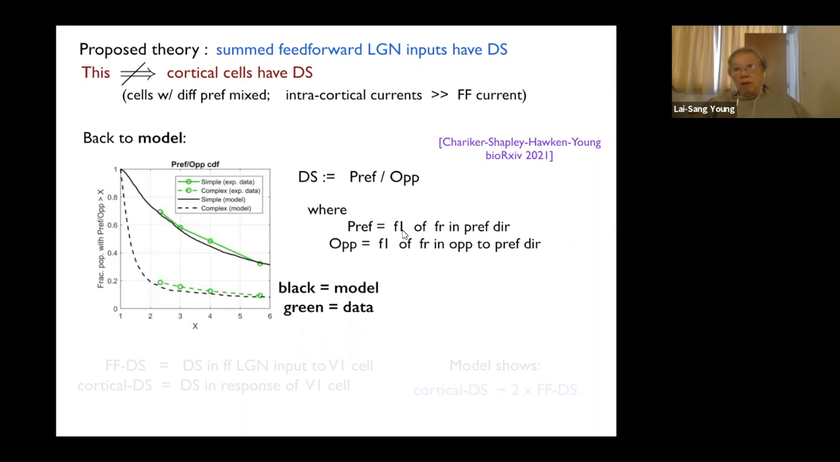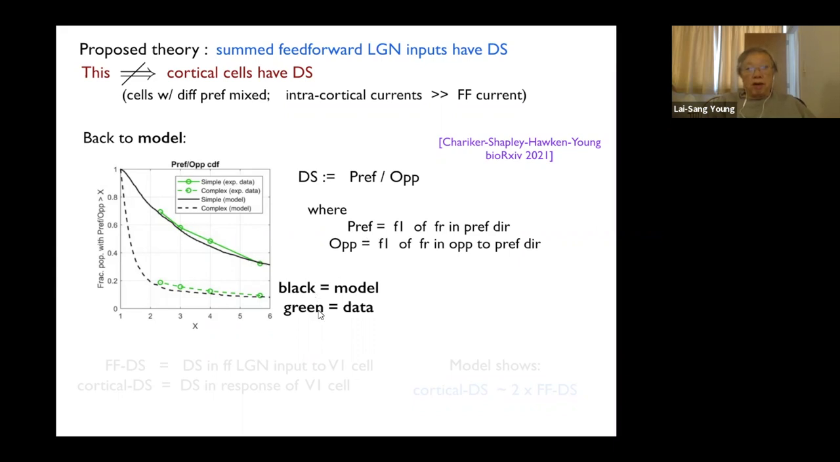The reason for F1 is that, as you recall, the orientation selectivity was not driven by the mean. You get the same number of spikes. It's really driven by the first Fourier coefficient. Neuroscientists call this F1 driven. And so people often measure the output in terms of F1 also, the first Fourier coefficient.